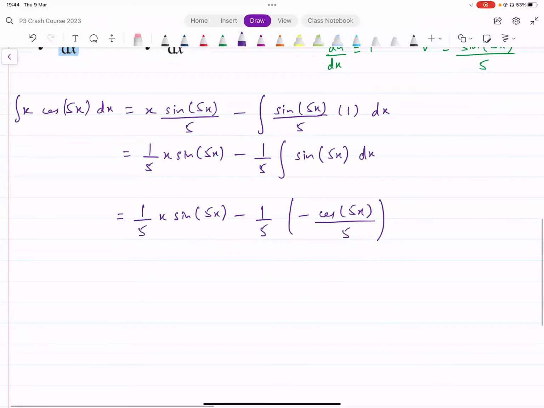All right. Now you could simplify this, and that gives you 1 over 5 into x into sine of 5x plus 1 over 25 into cos of 5x plus c, and that is your integral. That's the integration of this thing.